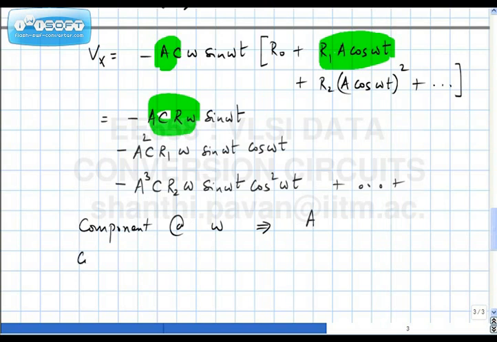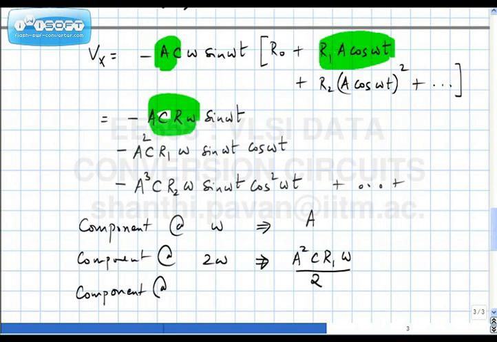What is the component at 2 omega? It's A square C R1 omega by 2. And what is the component at 3 omega?